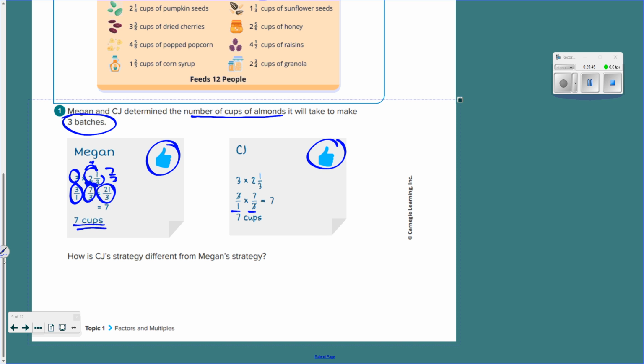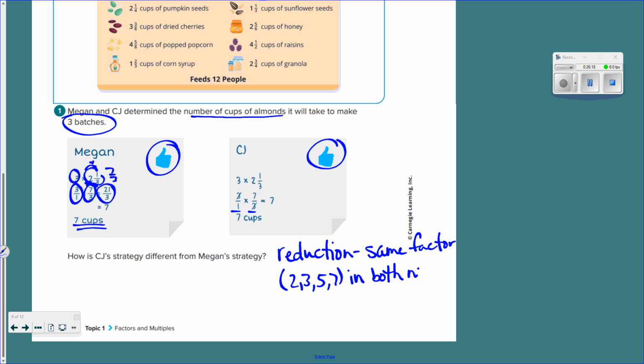So for reduction, I need the same factor. Anybody want to guess what number to check? I didn't hit the 4 of them. Brandon? 2, 3, 5, 7. Good. 2, 3, 5, or 7 in both numerator and denominator. So I've got to have one on top and one on bottom for this to work.